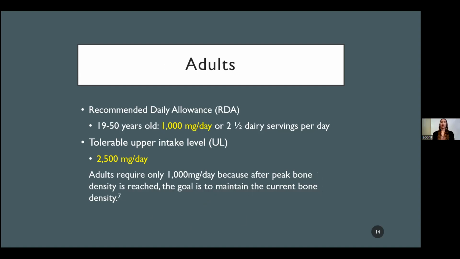And for adults, the RDA from 19 to 50 years old is 1,000 milligrams a day, or 2.5 dairy servings. As you can see, it goes down a little bit once you're out of the adolescence phase. And then the tolerable upper intake level is 2,500 milligrams a day, so that also goes down a little bit. Adults require only 1,000 milligrams a day, because after peak bone density is reached, the goal is just to maintain the current bone density, since you can't really build anymore after that.